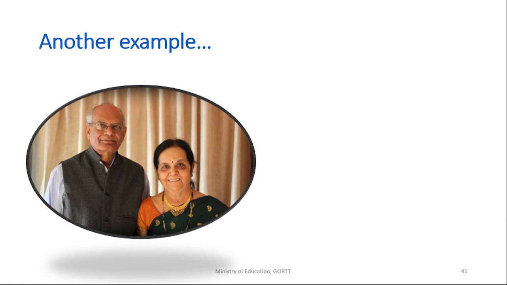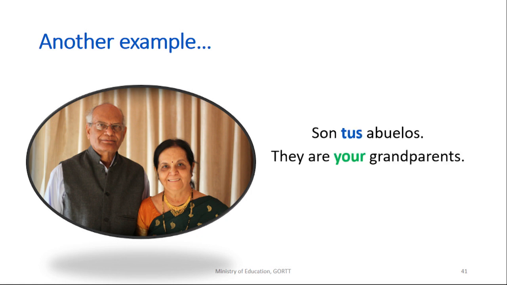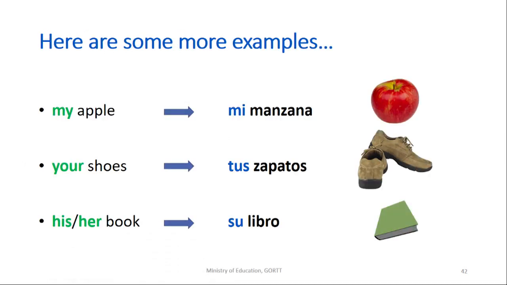Look at this happy couple. These are somebody's grandparents. If I am to say that these are your grandparents, I will say, son tus abuelos. Here I use a plural possessive adjective since I am referring to more than one grandparent. Let's do some more examples. My apple, mi manzana. Your shoes, tus zapatos. His or her book, su libro. Again, as with the second example, we are referring to more than one shoe. So we use a plural possessive adjective to indicate ownership.